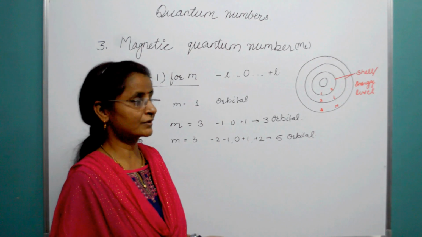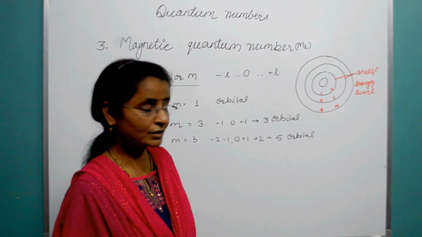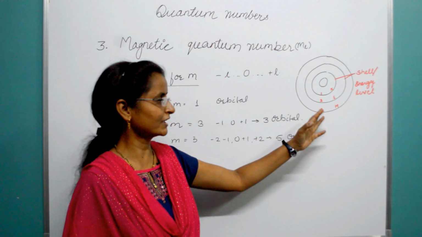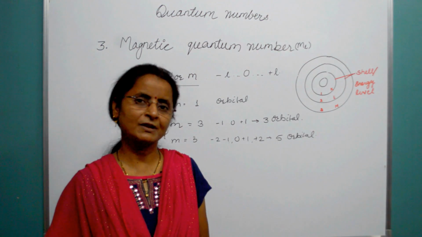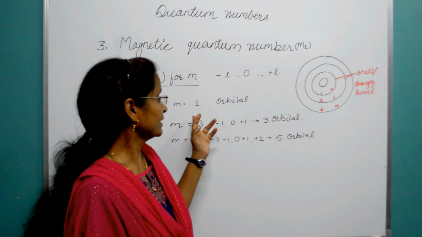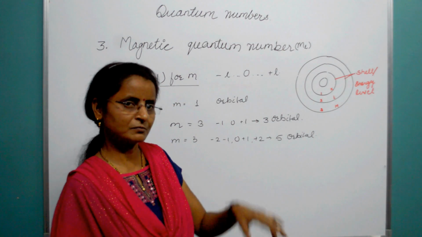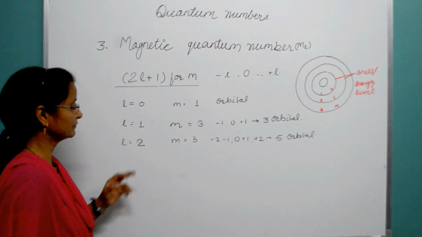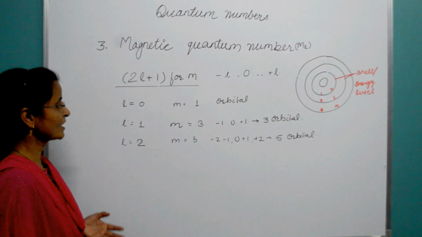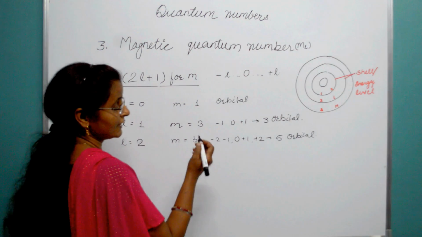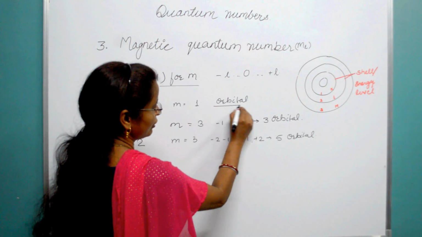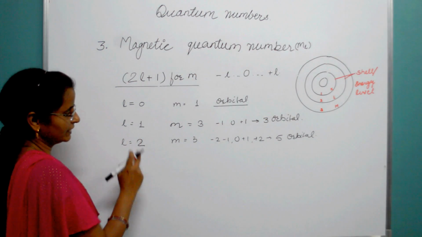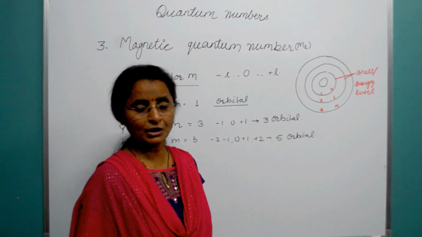So with the help of the magnetic quantum number, we can know how many orbitals are present in that particular subshell. The principal quantum number determines the shell, first, second and third; the azimuthal quantum number determines the subshell; and the magnetic quantum number determines how many orbitals are present in a subshell. With the value of L we can easily know which subshell is present. For L equal to 0 the subshell is s, and in the s subshell only 1 orbital is present. Now for L equal to 1, which orbital is present?